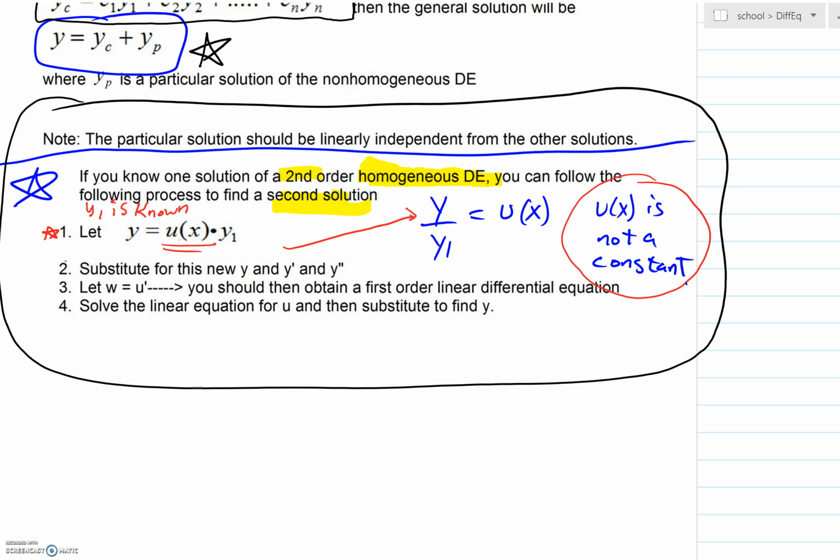Then we'll use reduction of order. We're going to let w equal u prime, and we can let w prime equal u double prime, to be set up for that second order just as well. So we'll have a u double prime somewhere as we do that. W prime would be there, so we're going to substitute these 2 things in. Then we'll solve our linear equation for u and then substitute it to find y.